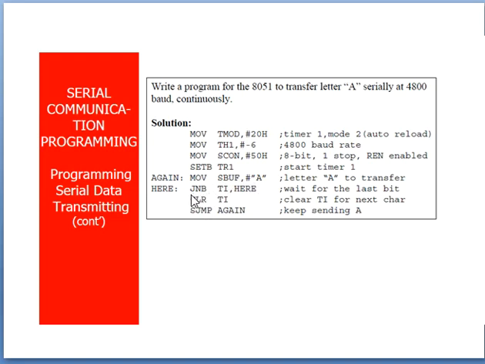Then it is continuously observed through this instruction, JNB TI, here. In the sense, it is continuously in the loop so that all the bits of the A character are taken into the SBUF register. Then once the whole A character is loaded into the SBUF register, TI goes high and it comes out. Then we clear TI again so that we can go for other characters.